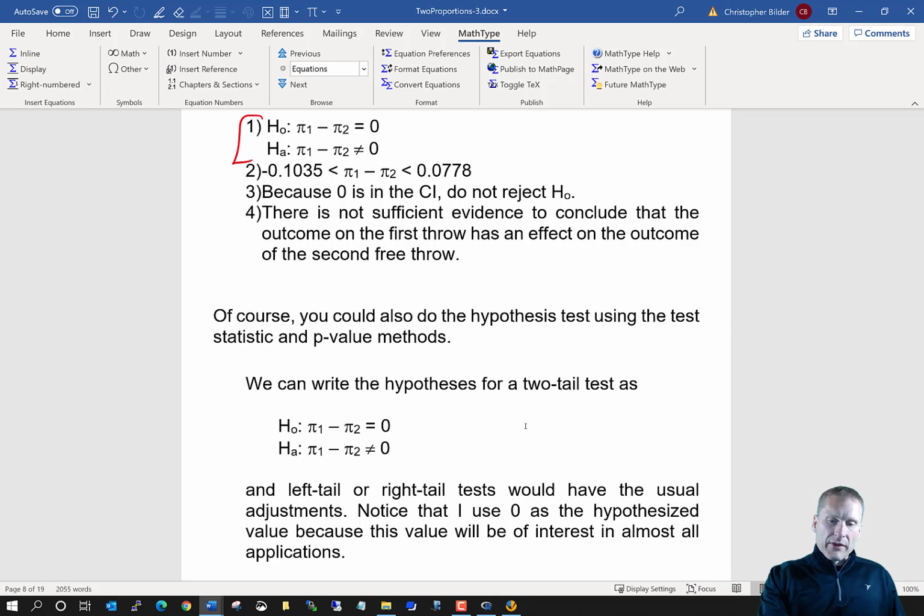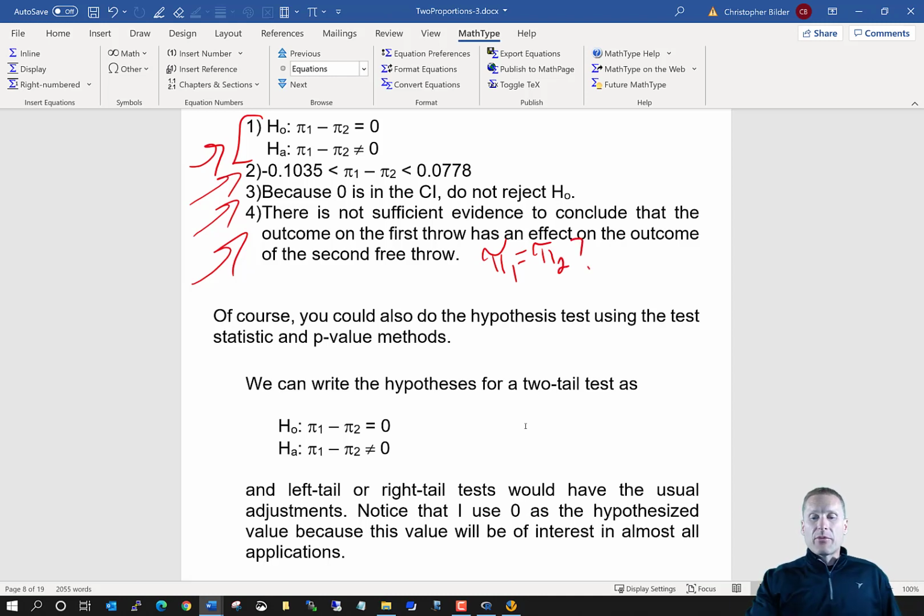So step 1 for a confidence interval method, we state our hypotheses. Step 2, we state our confidence interval. Step 3, because 0 is in the confidence interval, don't reject H0. And step 4, what does this mean in terms of the original problem? Well, there is not sufficient evidence to conclude that the outcome on the first free throw has an effect on the outcome of the second free throw. This corresponds to saying pi 1 is equal to pi 2. Well, maybe, but at least from this example, we cannot conclude that pi 1 does not equal pi 2. There's not sufficient evidence from this sample to make that conclusion.